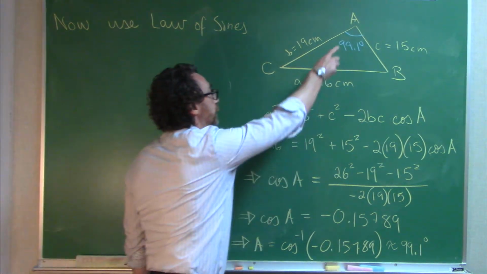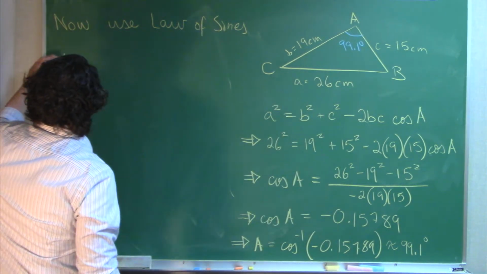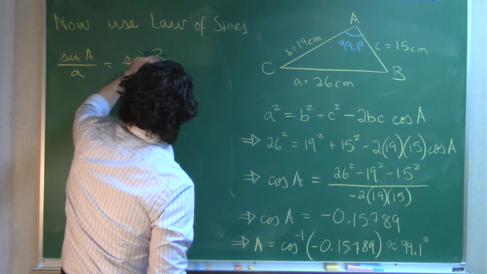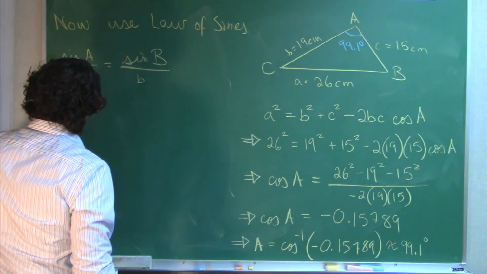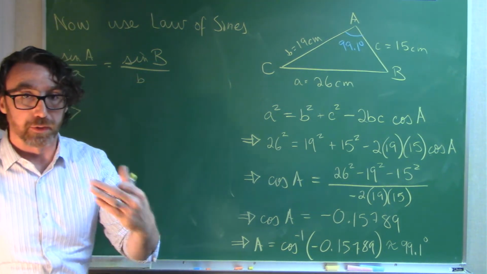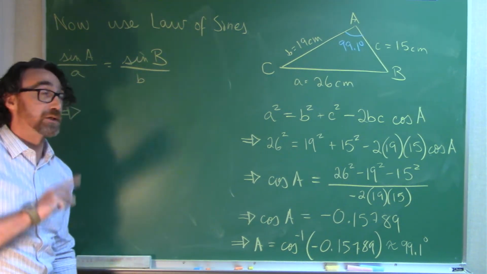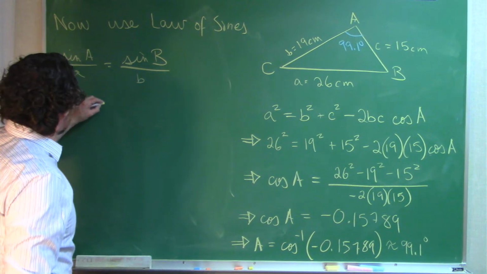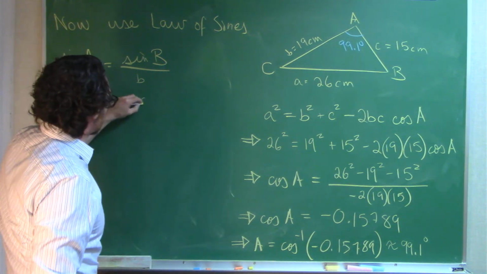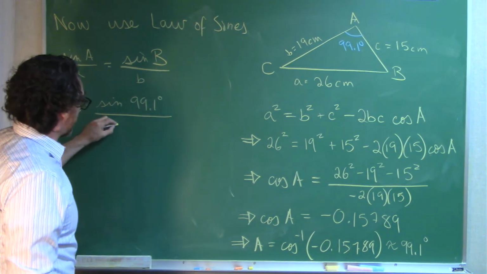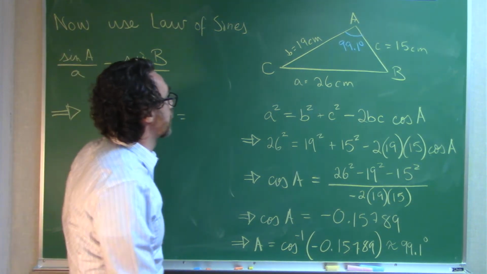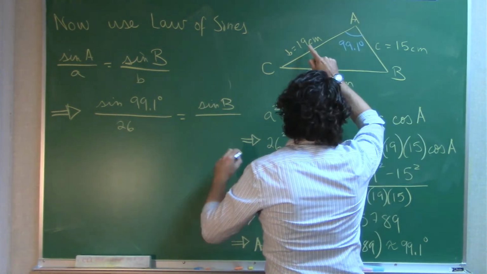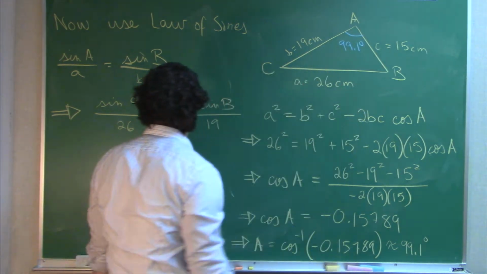Okay, so we know angle A, we know side A, and one version of the law of sines says this: sine A over A equals sine B over B. So we'll fill in all the known variables, leaving a single unknown, angle B. Angle A we just computed using the law of cosines, 99.1 degrees. Side A was given to us, 26 centimeters. That should be equal to sine B, angle B is unknown, over side B, which is 19 centimeters.